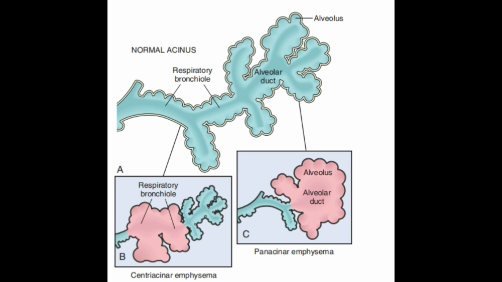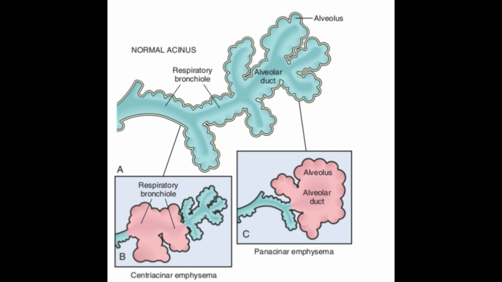Hypoxia-induced pulmonary vascular spasm and loss of pulmonary capillary surface area from the alveolar destruction cause the gradual development of secondary pulmonary hypertension, which in 20% to 30% of patients leads to right-sided congestive heart failure, or cor pulmonale. So death from emphysema is related to either respiratory failure or right-sided heart failure. Now we will see the conditions related to emphysema.